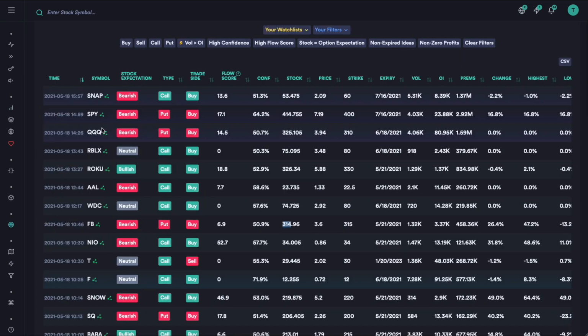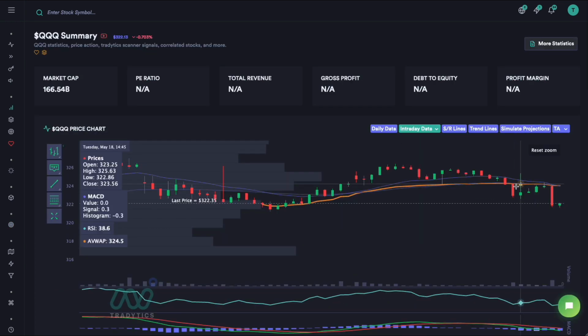All right, QQQ put, it came at 14:26. Somewhere around here. And one factor that could have contributed to you getting an entry into this play would have been the break of the anchored VWAP. So you can see if we are anchoring from the low of yesterday, this had been acting as a decent support level here, and then finally at this candle, this is where the signal came in.